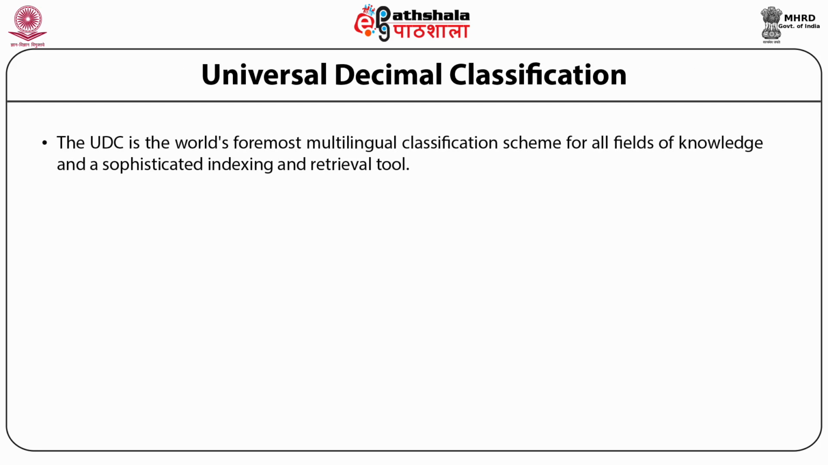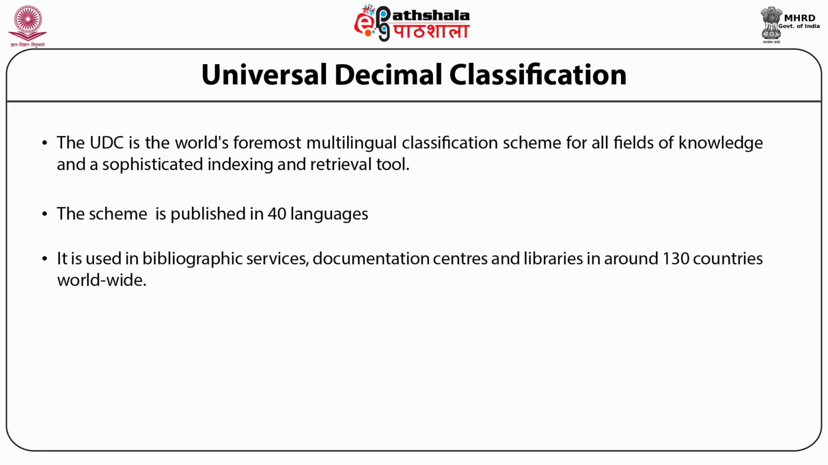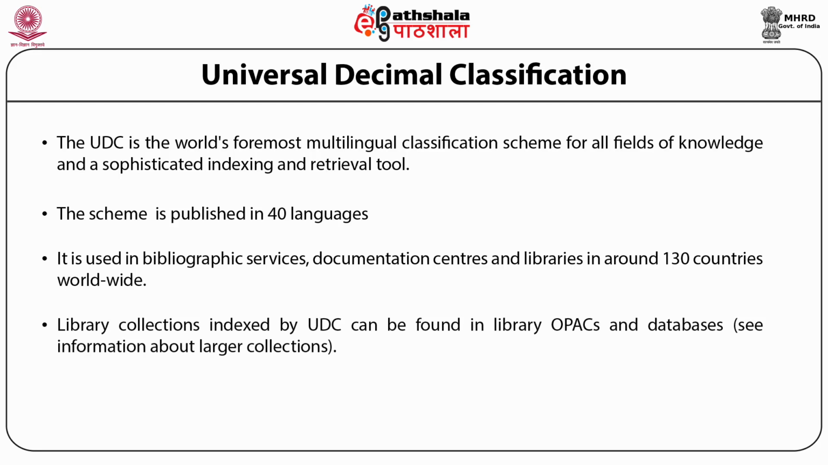The UDC is the world's foremost multilingual classification scheme for all fields of knowledge and a sophisticated indexing and retrieval tool. The scheme is published in 40 languages. It is used in bibliographic services, documentation centers and libraries in around 130 countries worldwide. Library collections indexed by UDC can be found in library OPACs and databases. In fact, the majority of science libraries prefer to use the UDC.